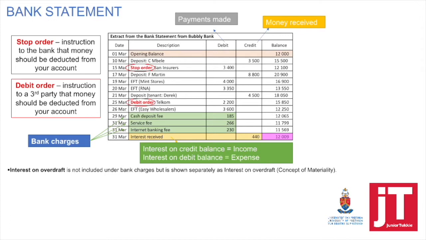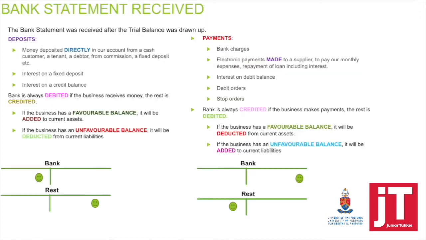Very important. Interest on credit balance means it's an income to us. Interest on a debit balance means it's an expense. When we receive a bank statement, always remember from our perspective, if the business received money, it means bank is going to be debited, the rest is credited.